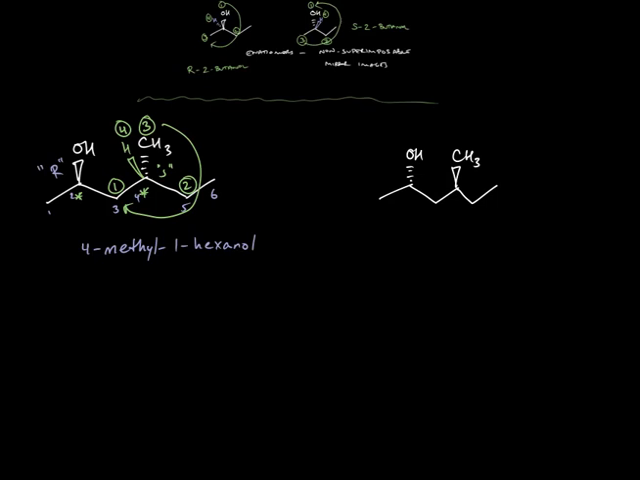So the way that we would write this out would be that we have a 2R, because carbon number 2 is R, and we have a 4S, 4-methyl-1-hexanol. So the mirror image of this would have to have everything reversed, because when you look in the mirror, everything is reversed. And therefore, the mirror image would be 2S, 4R, 4-methyl-1-hexanol. And that is it for enantiomers.